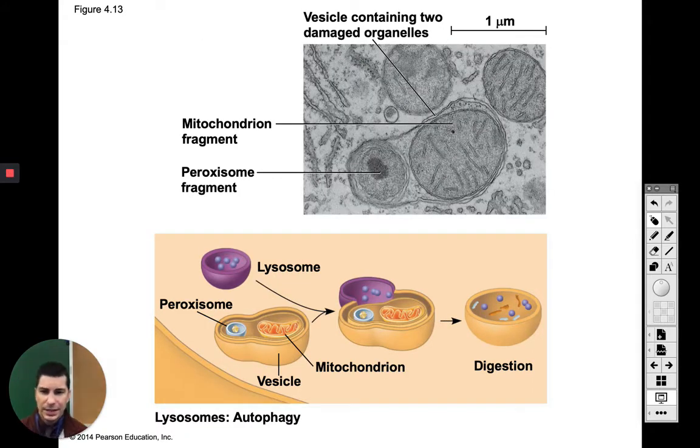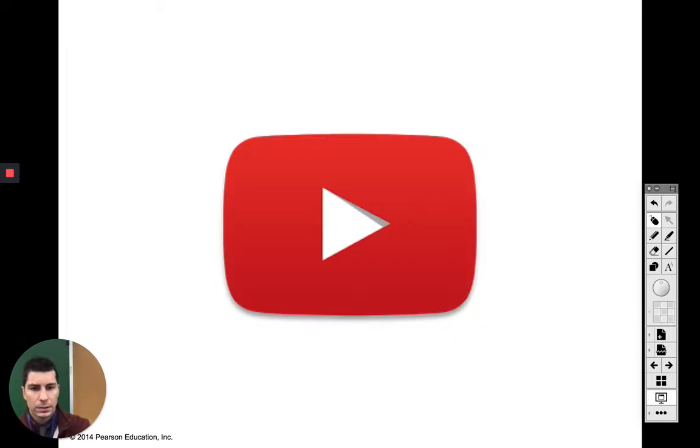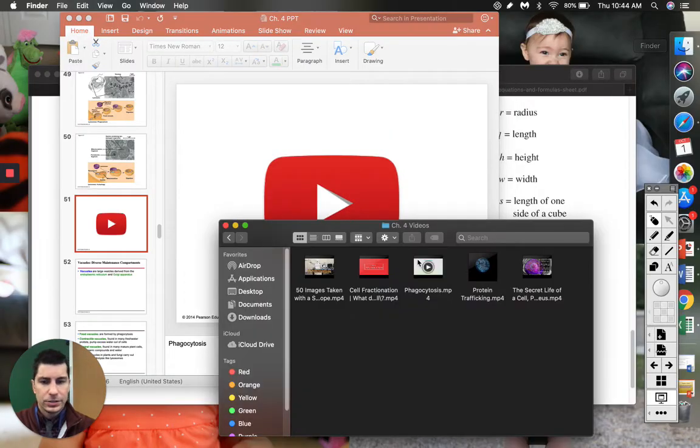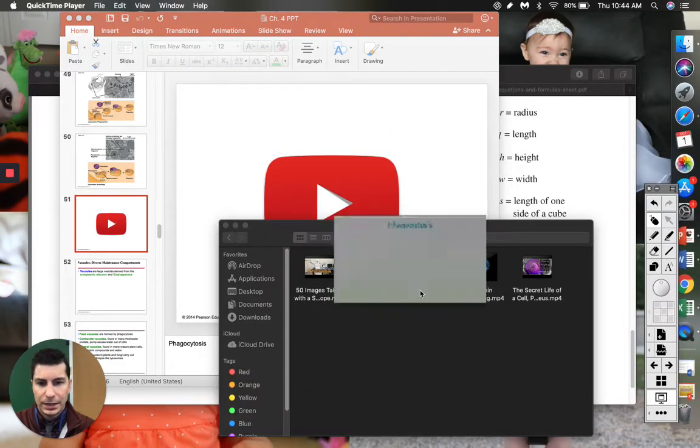And here's another one, guys, of a peroxisome. We will talk about what a peroxisome is later on. There's a specific slide on it. But you guys can see once again that the enzymes inside the lysosome are breaking the peroxisome into smaller parts. So here's a little video on phagocytosis, just so you can see the animation behind it.